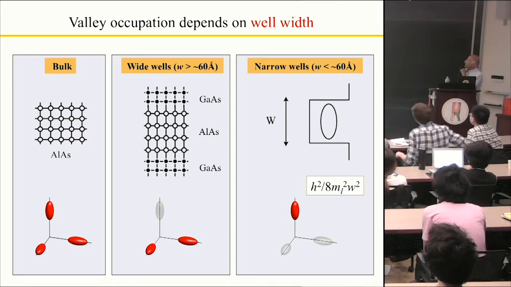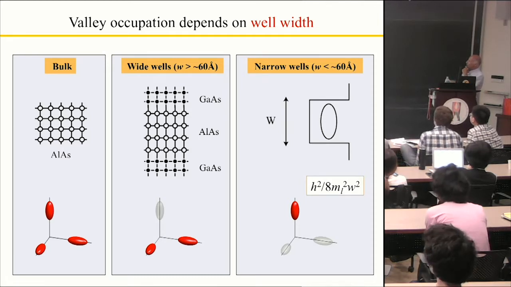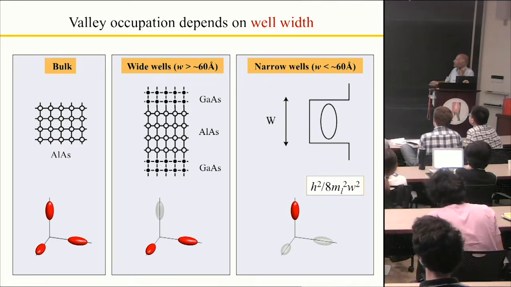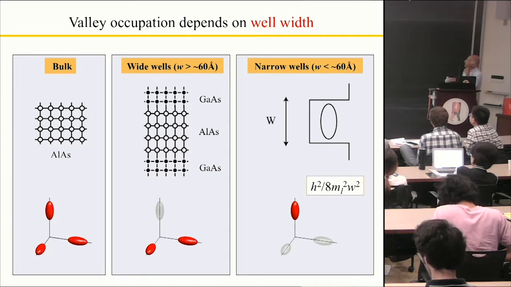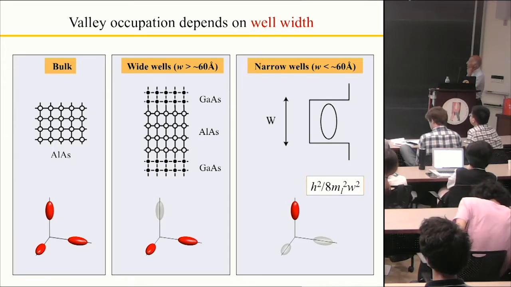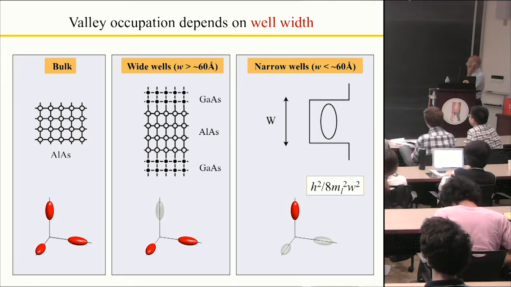So it depends on the well width. In the bulk, I told you there are these 3 full ellipsoids or 6 half ellipsoids. If you grow aluminum arsenide and gallium arsenide, now you have confinement. So let's look at this one first. If you confine the electrons in a quantum well, the energy level is something like this. Then this valley becomes occupied. The effective mass here is bigger compared to this direction, so this has a lower energy. So this becomes occupied. And indeed, that is the case for very narrow wells.